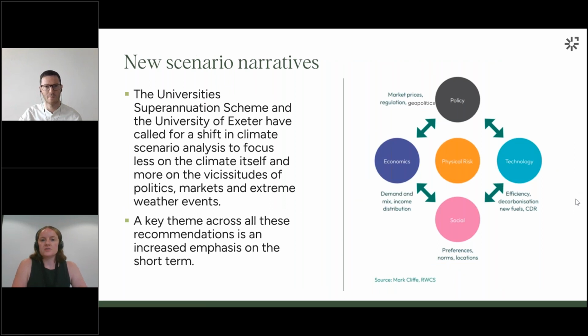So another piece of commentary that has come out is from the university's superannuation scheme in partnership with the University of Exeter. They've called for a real shift in climate scenario analysis to focus less on the climate itself and more on factors in politics, markets, and on those extreme weather events that have perhaps not been included as much as they should have. And a key theme across all these pieces of commentary is a real increased emphasis on the short term, because, as Sam said, we're already on that pathway to a disorderly transition. So it's really important that businesses are thinking about that next 5 to 10 years. Next slide, please.